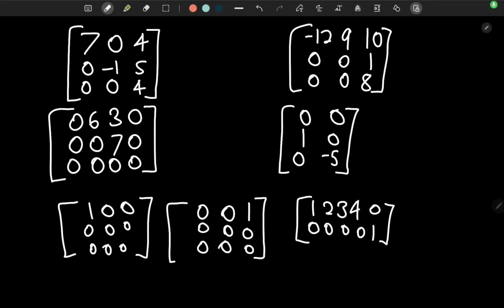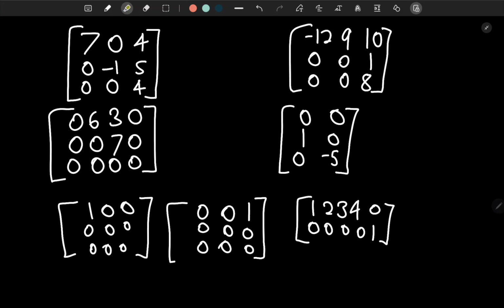So in this video, we'll be learning about row echelon form, which is known as REF. So let's first see what row echelon form means. Here we have some matrices and I'll be going over what REF is.